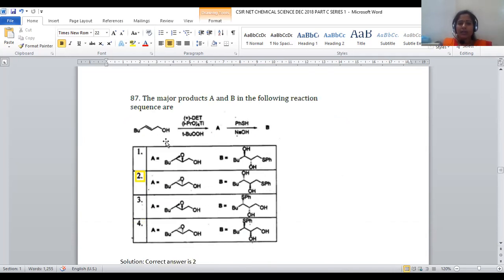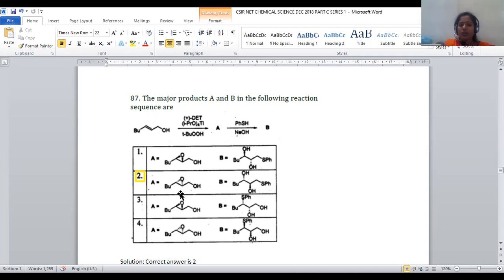87 is a kind of Sharpless epoxidation. It is a part of organic chemistry where we find the major products A and B in the following reaction sequence. We are taking allyl alcohol. This is called allyl alcohol and treated with plus diethyl tartarate. Here, the diethyl tartarate nature will be stereoselective. Means if we are taking positive diethyl tartarate, that will give the endo product. With minus diethyl tartarate, the exo product will be formed. It is a kind of stereoselective reaction.